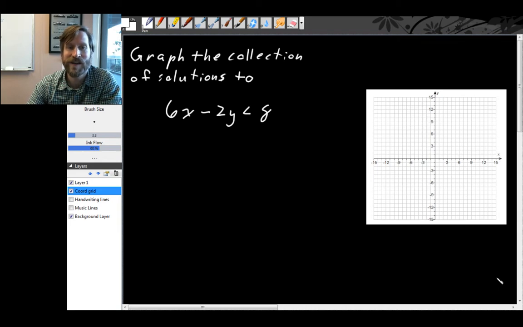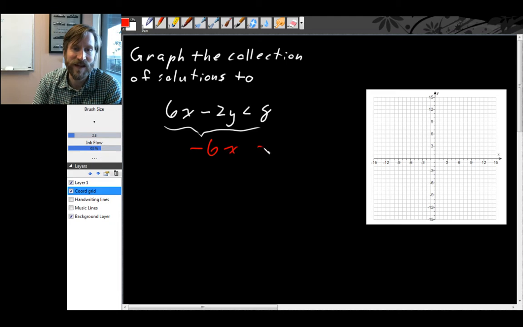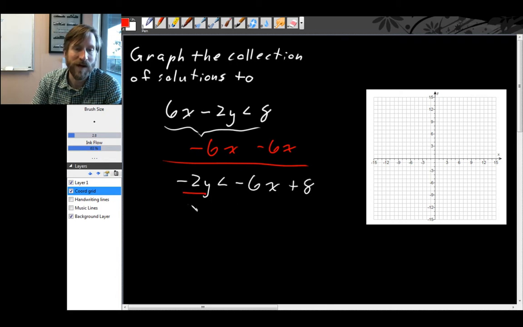6x minus 2y is less than 8. Inequalities, just like lines, are easiest to graph if they are in slope-intercept form. So just like if we were going to graph a line, let's put this into slope-intercept form, so let's solve for y. We'll start by getting the x's to the other side, so subtract 6x from both sides. And we get minus 2y is less than minus 6x plus 8. And then divide both sides by minus 2.